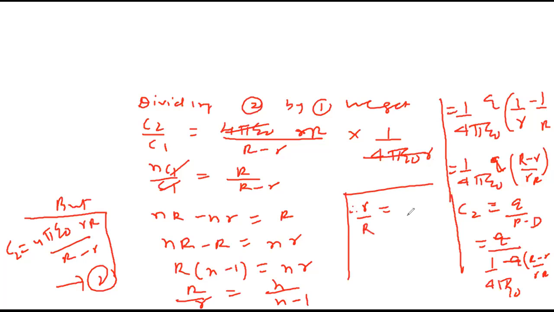So done. Small r upon capital R is 1 minus 1 upon n. Very important.